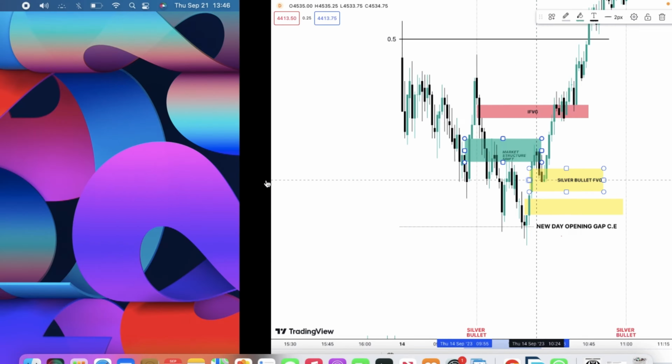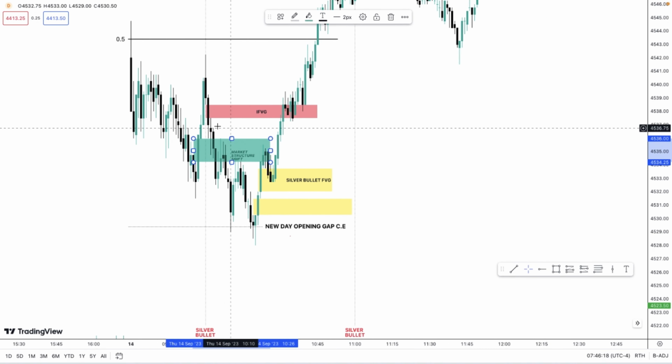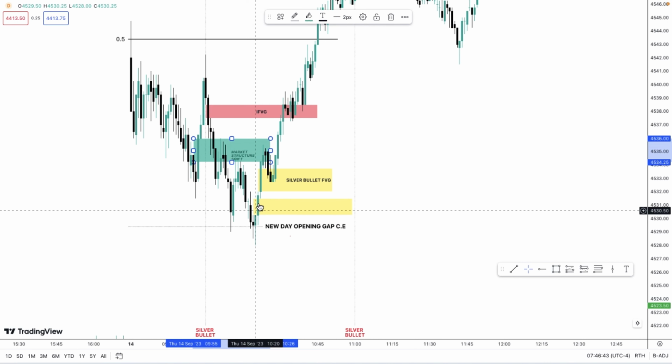So we remember the silver bullet rules. We wait for a fair value gap to form between 10 a.m. and 11 a.m. This was an inversion fair value gap. That's the only imbalance that was left. What makes this an inversion fair value gap? Price had to go to a discount. So it's narrative. You have to know narrative basically. But in other words, that's not the fair value gap you're looking for. The fair value gap you're looking for is this one.